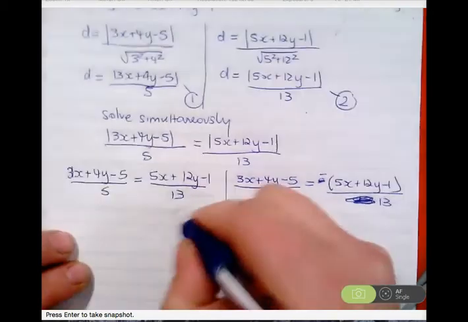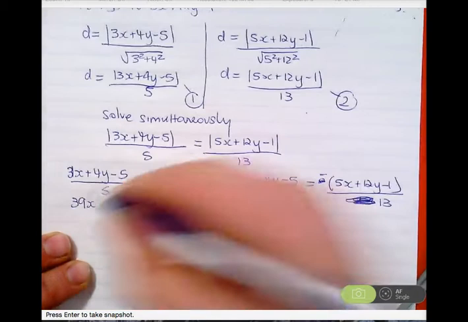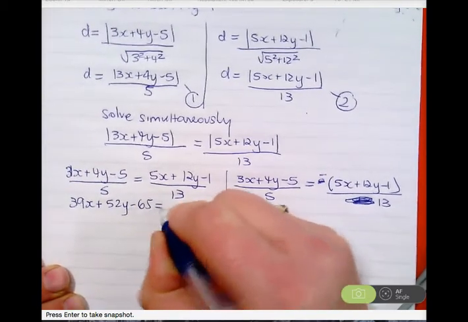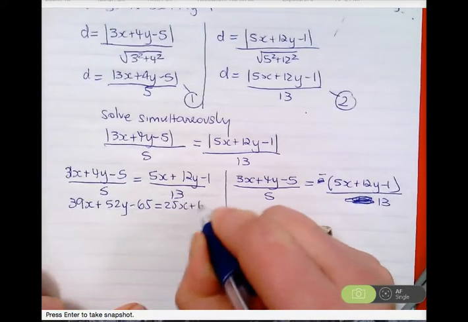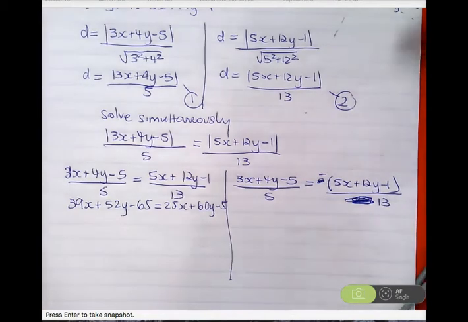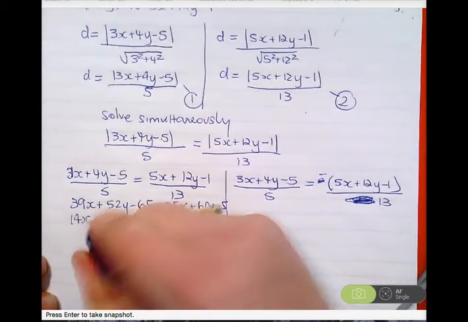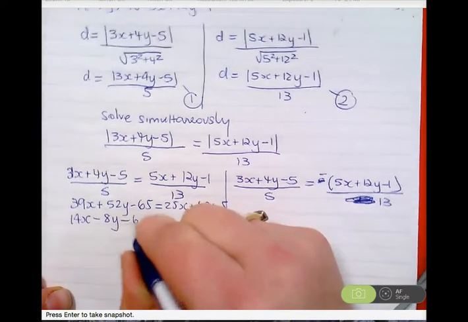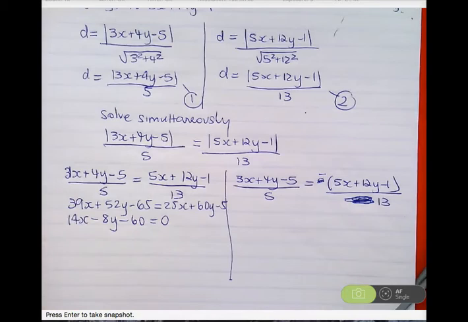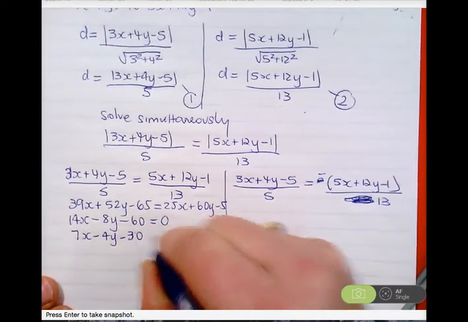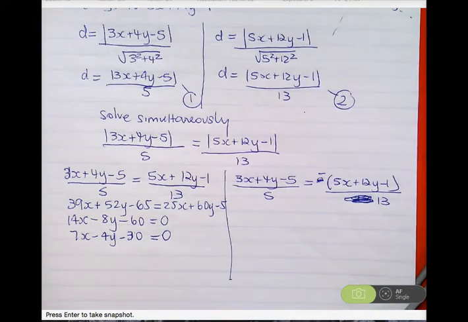So let's solve these now. Cross multiplying, I'm going to do it straight away. 39x, 13 times 4, plus 52y, minus 65 equals, cross multiplying, 25x plus 60y minus 5. Let's make the x's positive because in general form the ax has to be positive. So 39 minus 25 is 14x. Then it'll be minus 8y. And then bringing the minus 5 makes it minus 60 equals 0. Now they're all even, so you've got to simplify and divide everything by 2. 7x minus 4y minus 30 equals 0. Now there's no common factors there. That's your first line.